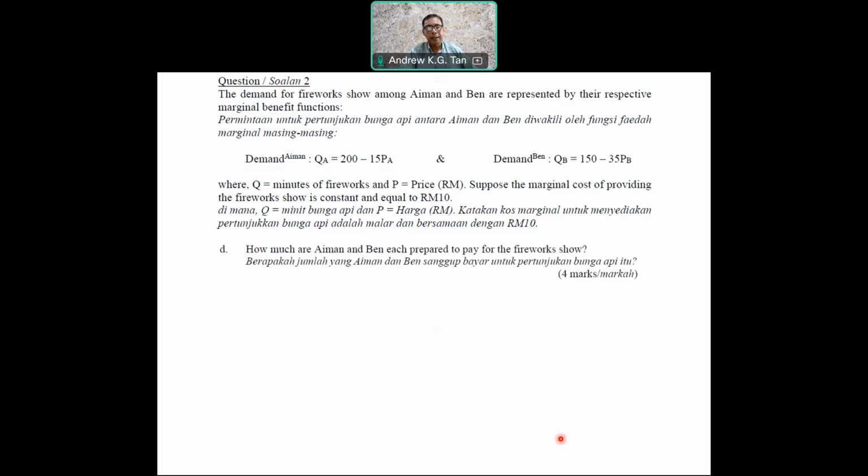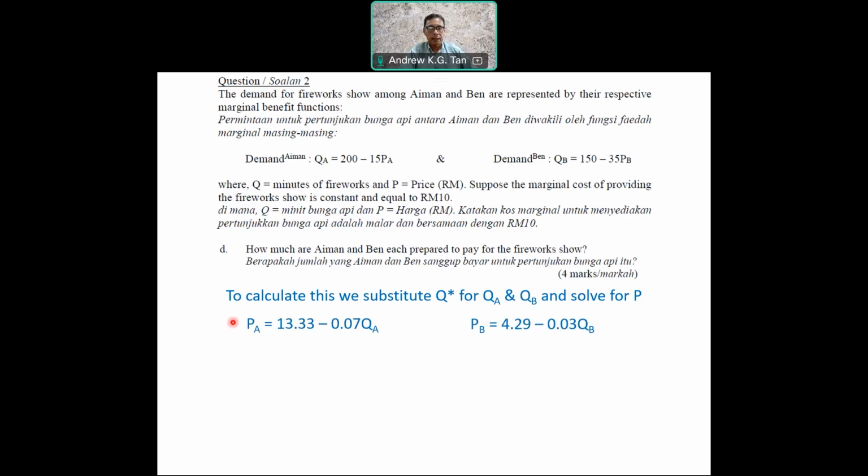D. How much are Aiman and Ben each prepared to pay for the fireworks show? Berapakah jumlah yang Aiman dan Ben sanggup bayar untuk pertunjukan bunga api tersebut? Here, to calculate this, we substitute Q star yang telah kita pun cari tadi for QA and QB, and then solve for price of Aiman and Ben. So from the inverse demand function for Aiman and Ben that we have found earlier, we substitute Q star of 76.20 minutes into QA and then solve for PA star.